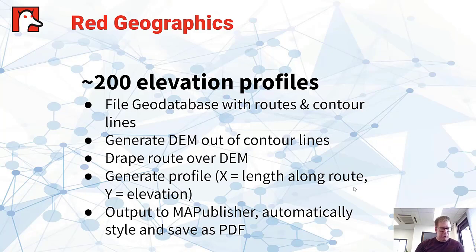We output the whole thing to MAPublisher. We apply the styles, and another option in the MAPublisher automation settings is to automatically save a PDF file, which we've done. So we hit start, and since it's about 200 files, I think that one took about 15 minutes to run through. So yeah, we can cut production time down to seconds, and it's amazing.